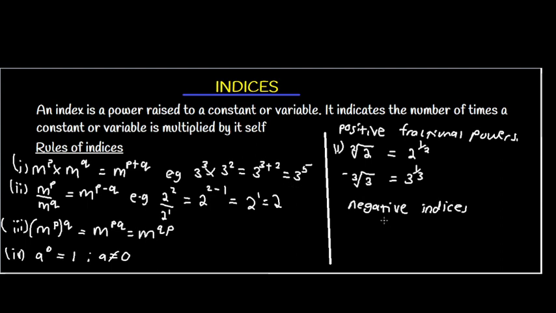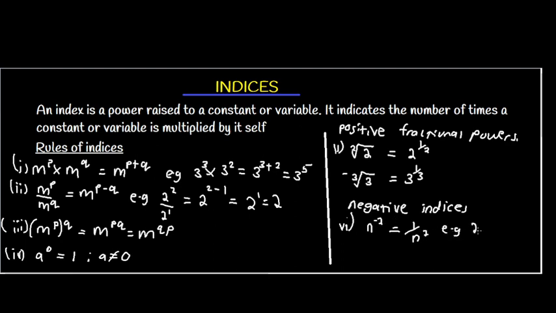So we have these as negative indices, and this one states that for any given number, you can call it n, a constant or a variable, any number to a power which is a negative index, like that, will be the same as the reciprocal of it, and the index here will change its sign to be positive.